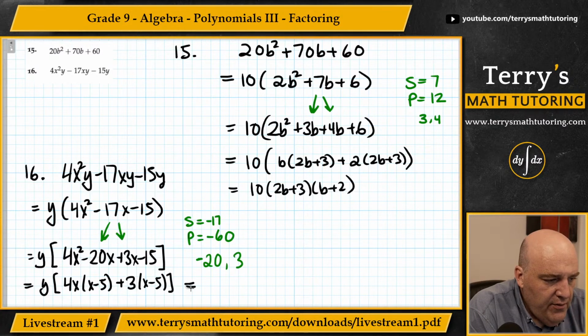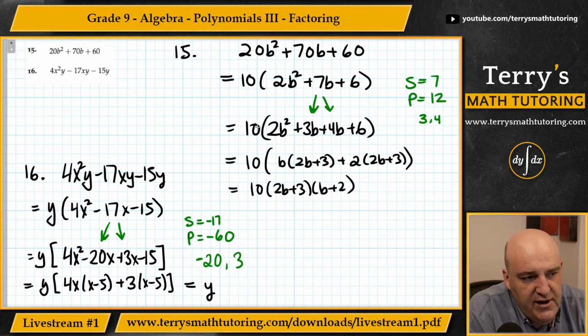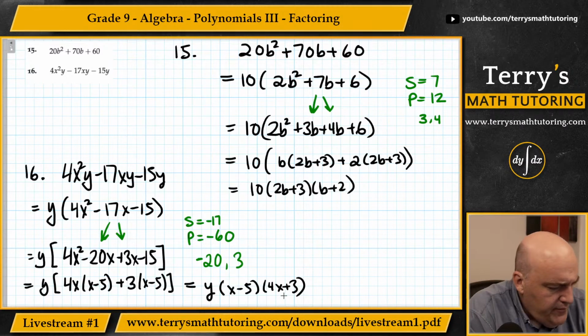And so our final answer now, the y is sitting out front. Notice the y is just recopied every time, just like here, the 10 was recopied every time. After you pull out the common factor, it doesn't really play a role in the question. You can't forget about it. You have to remember to keep track of it. But, okay, and then the x minus 5, and then the 4x plus 3. And there it is. Okay, so what's next?